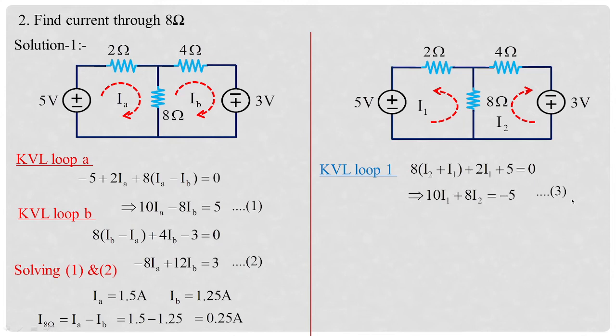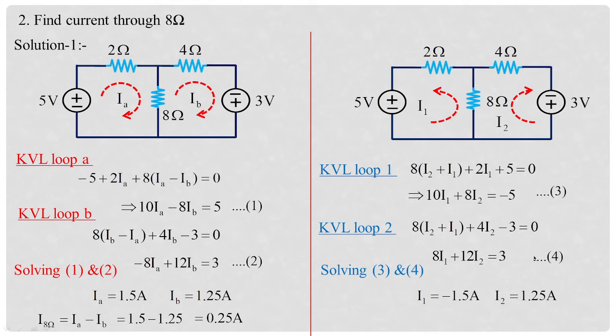Just rearrange this equation, you are going to get equation 3. And same analysis, KVL to loop 2, I am taking from 8: 8(I1 plus I2), plus 4I2, this is another drop over here, minus 3 equal to 0. So this we are treating as equation 4. Just solve equations 3 and 4. We are going to get the value of I1 equal to minus 1.5 amperes and I2 equal to 1.25 amperes. And the value of I8 is equal to I1 plus I2, based upon the direction of the currents over here, which is minus 1.5 plus 1.25, equal to minus 0.25 amperes.